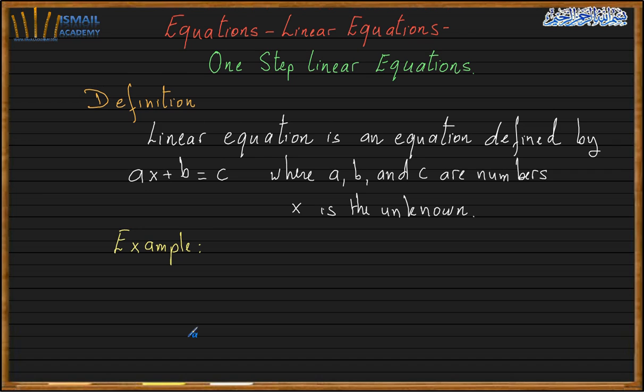For example, x plus 2 equals 9, x over 5 plus 2 equals 49, and so on. So those are example linear equations. There is one name for this type of equation.